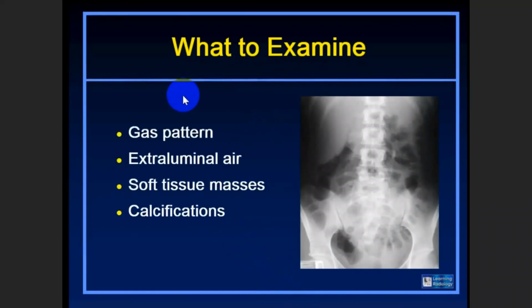Radiograph. Now we came to the end of our lecture. You have to examine in an abdominal radiograph the normal gas pattern and abnormal gas pattern, extraluminal air, whether it is intraperitoneal or extraperitoneal, soft tissue masses, and calcification.